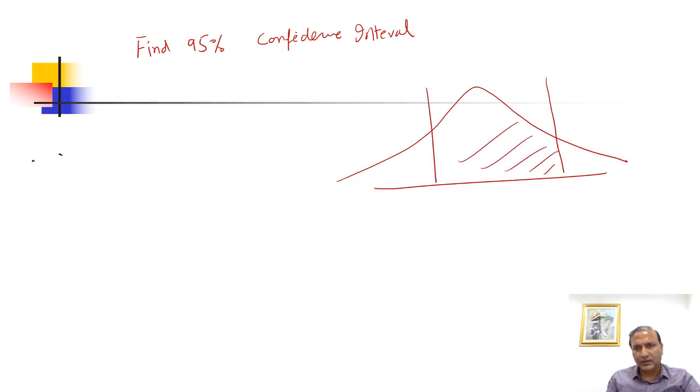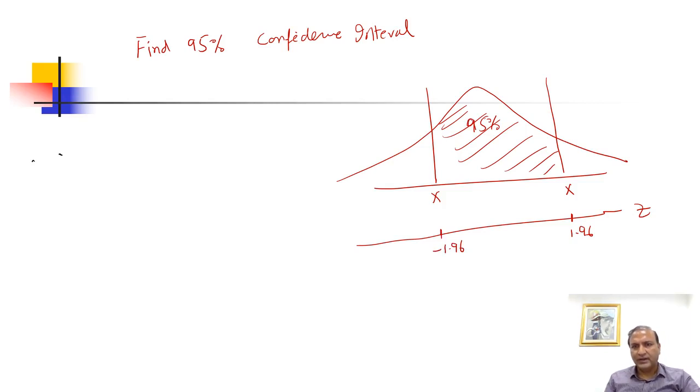So this is 95%. This is given 95%. So we have to find these x values. But we know that for z value, if this is 1.96 and this is minus 1.96, we have 95% probability. I showed you in the first slide or second slide that if the probability is 95%, then the z value is plus 1.96 and minus 1.96.